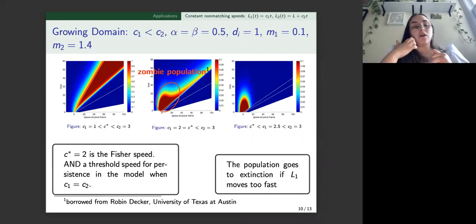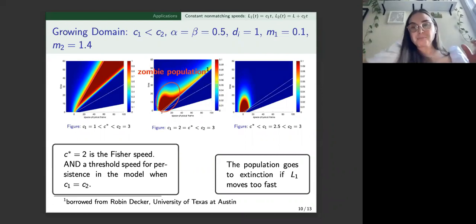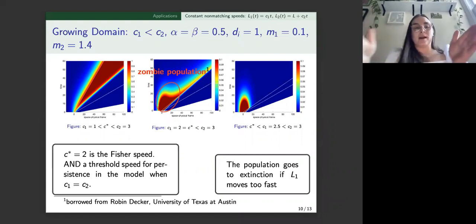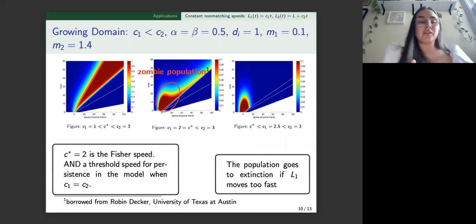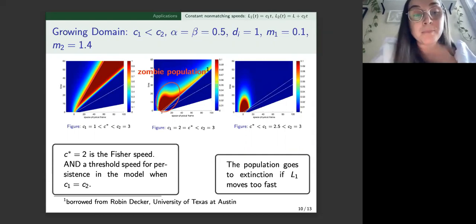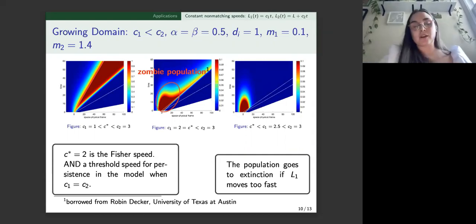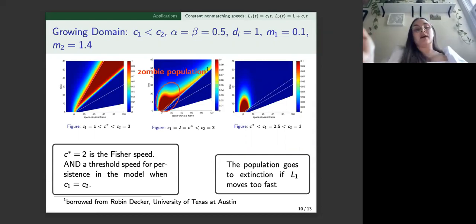So we're going to let C2 be bigger than this C star speed. And then we're going to take C1 at varying speeds, kind of going around the Fisher speed here. So for the first figure on the left, we have C1 equal to 1. And we see this invasion front establishing, and it's actually moving at speed C star equal to 2.